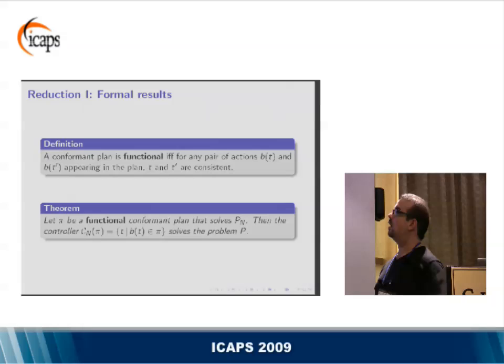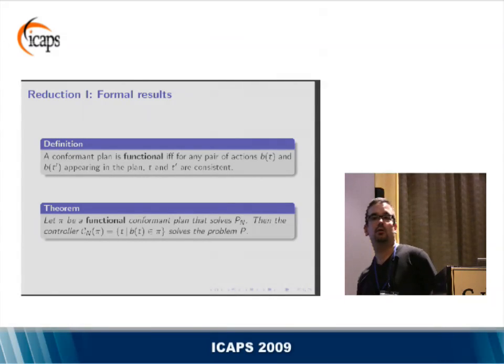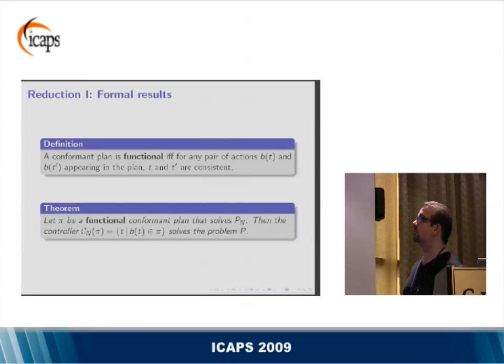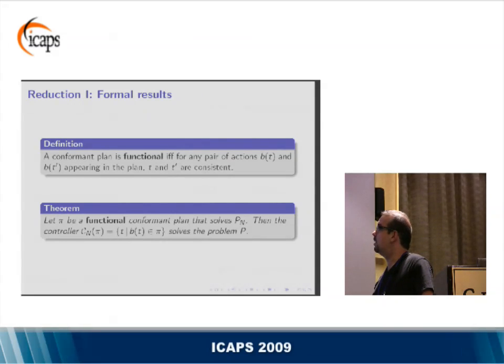So let's define when a conformant plan is consistent or functional. We say that a conformant plan is functional if for every pair of actions BT and BT prime that appear in the plan, T and T prime are consistent. So the formal result basically is that if pi is a functional conformant plan that solves Pn, then we can recover a controller for the problem.